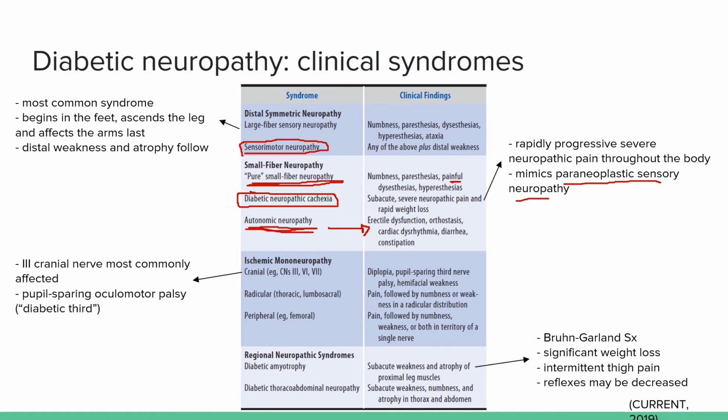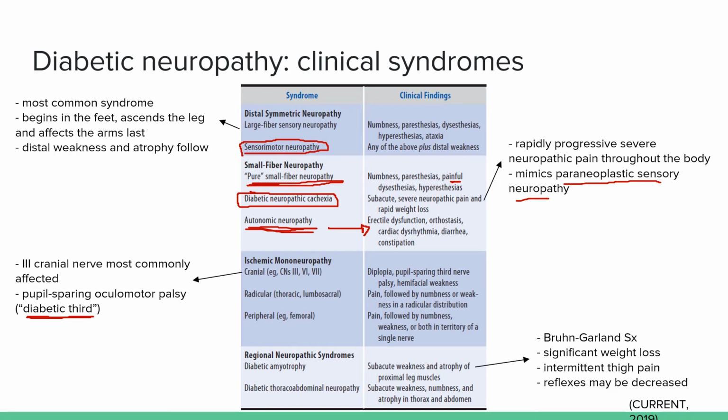The third cranial nerve is the most commonly affected, and we can see it with diplopia and pupil-sparing oculomotor palsy, also known as diabetic third. This happens because the parasympathetic nerves that innervate the pupil are usually in the periphery of the nerve, so they are not as affected as the motor fibers that are centrally in the nerve.